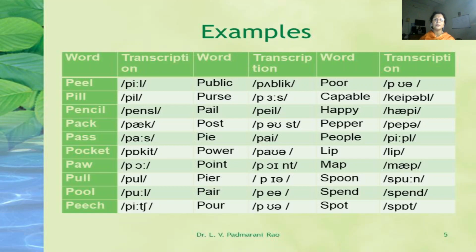P-E-P-P-E-R. The per sound occurs at two places. The first per is to be accented and aspirated. The second is not to be accented, not to be aspirated. So pepper, pepper.